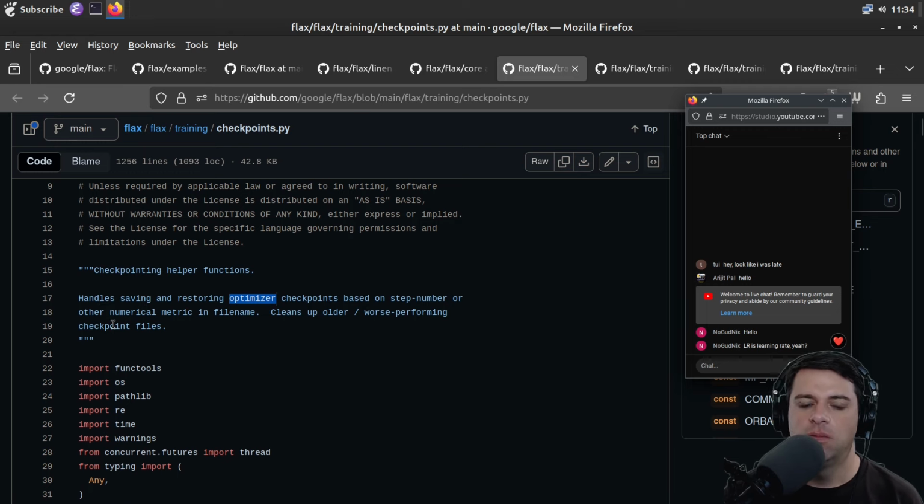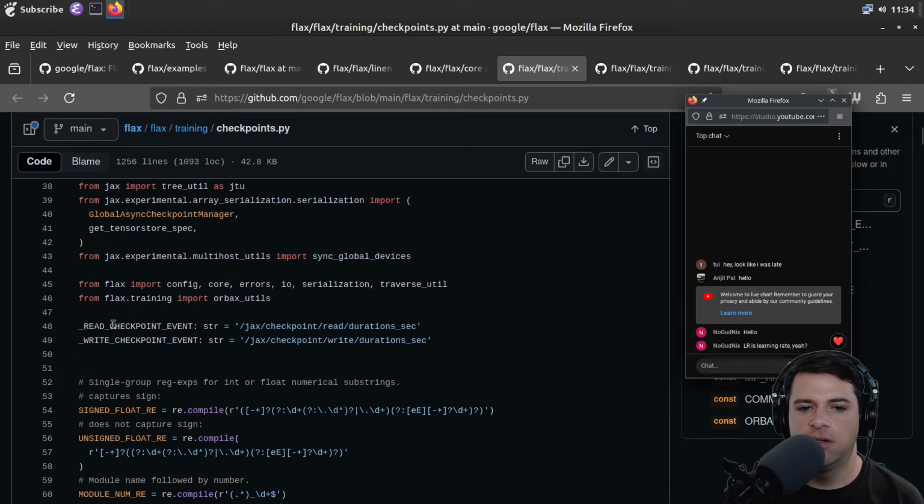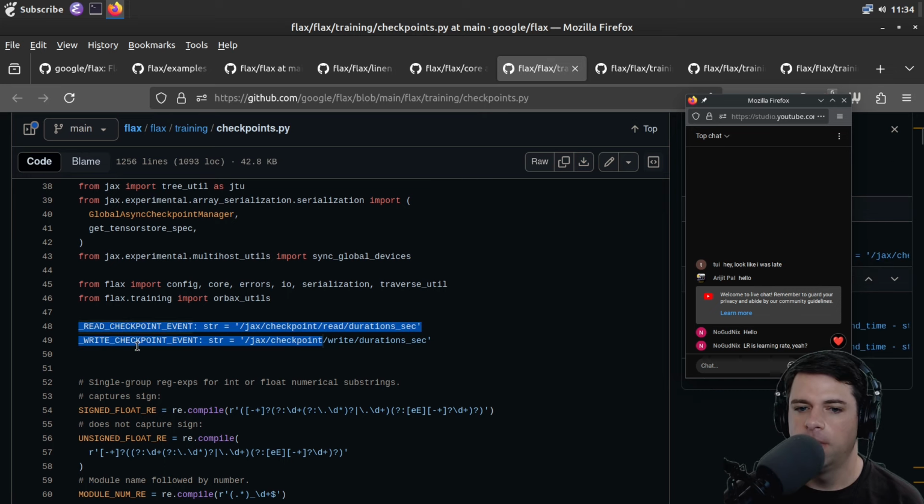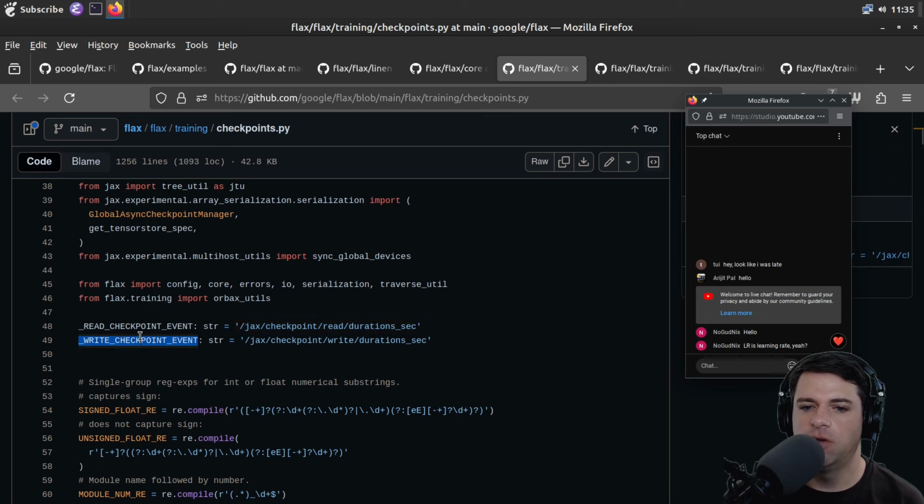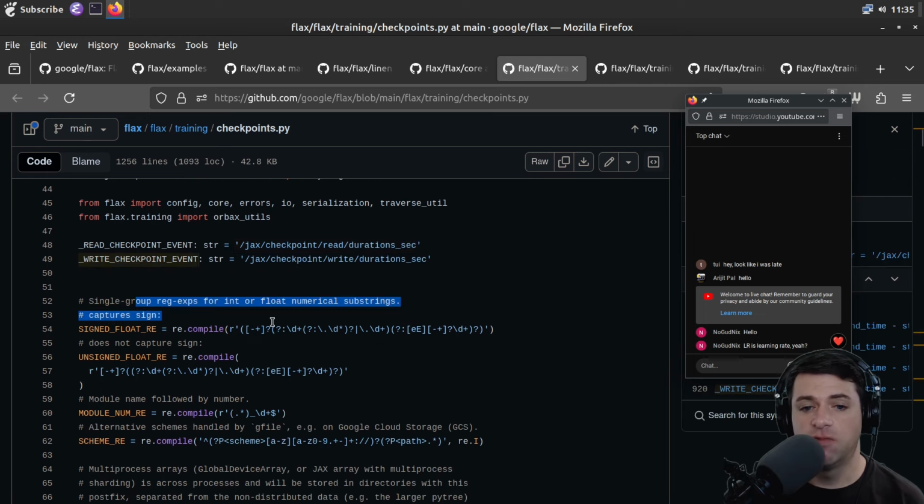Okay. So is there anything interesting here? The read checkpoint event is a string, and it's set to duration sec, and the write checkpoint event is also a string. Why? I don't know. We've got some regexes.